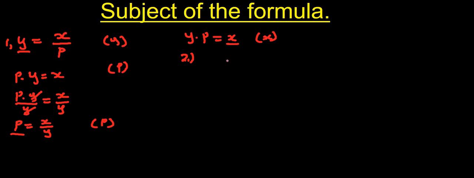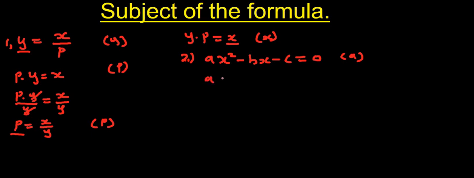So now let's say we are given ax squared minus bx minus c equal to 0. And they say make a the subject of the formula. Then what are you going to do? You are going to transpose other terms that are not a to the right hand side.